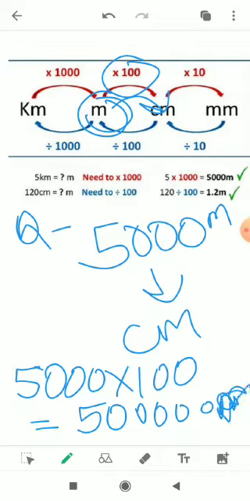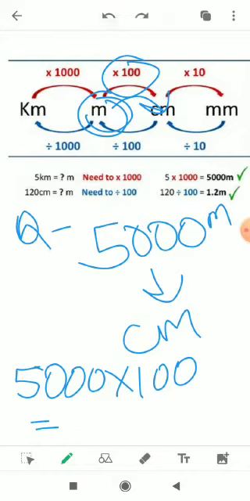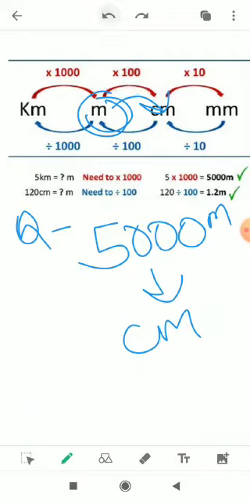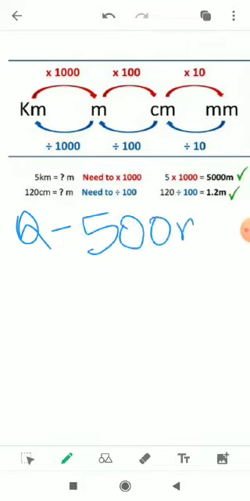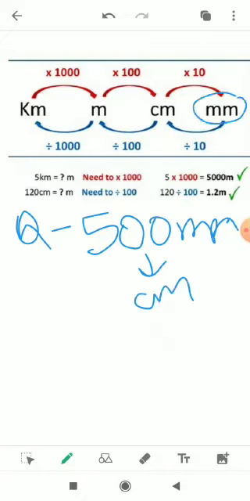Now, if I'm telling you to convert a smaller unit into a larger one, for example, if I'm telling you to convert 500 millimeters into centimeters, then as we know, to convert millimeter into centimeter, we need to divide the value of millimeter by 10.